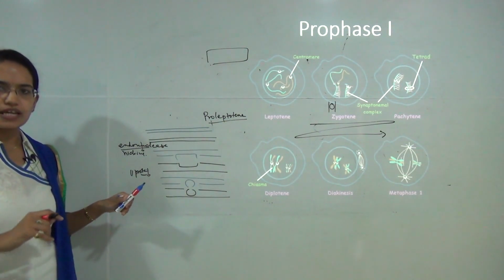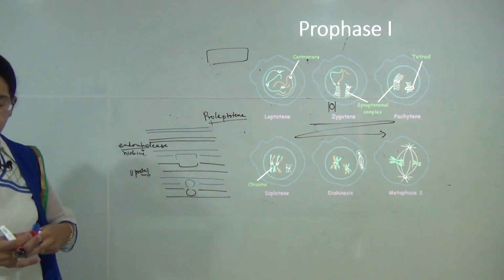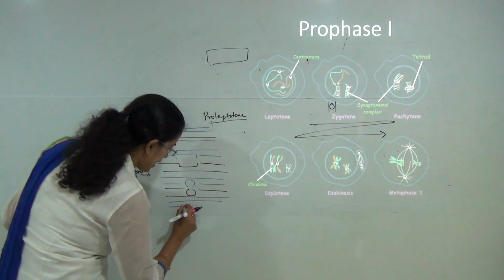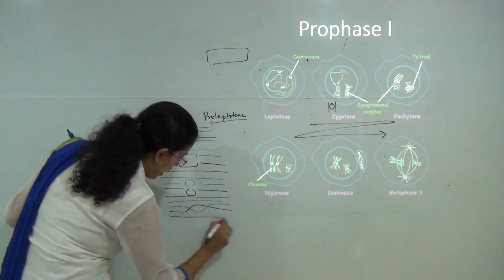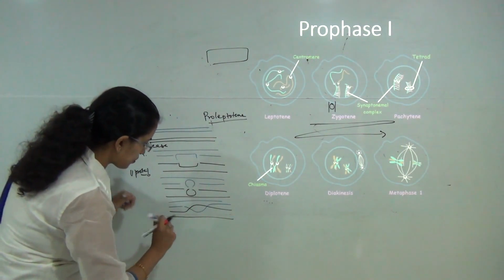Now what would happen? Ultimately at this stage you would have the crossing over that would occur, and that would be in the presence of R protein. So you have ultimate crossing over here. Now when these chromosomes would separate, what would happen?